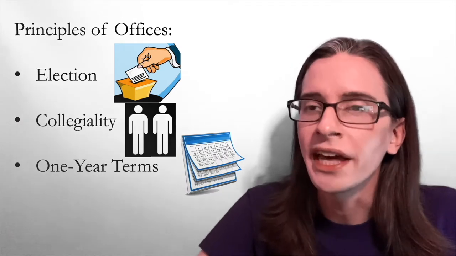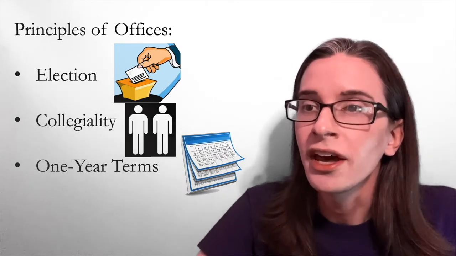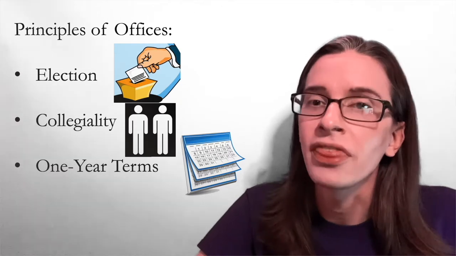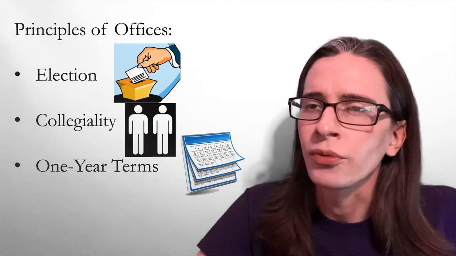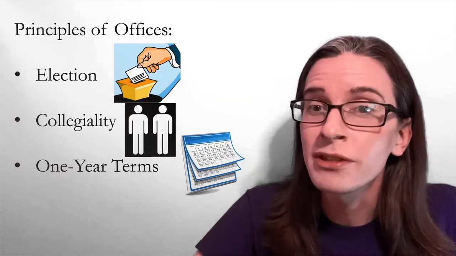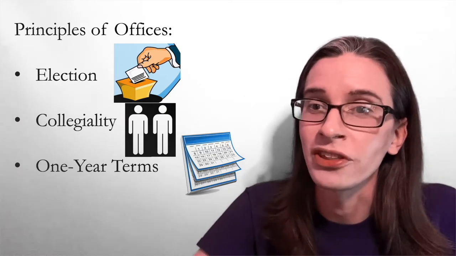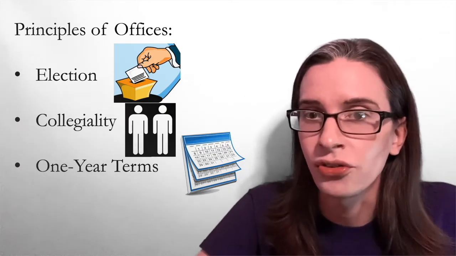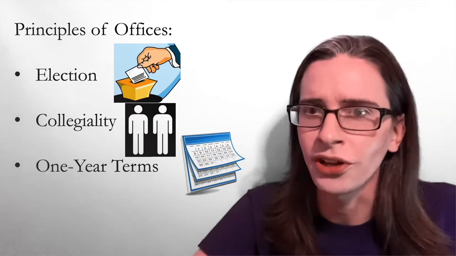One-year terms. Generally, offices begin and end on January 1st. A magistrate serves for 1 year, and then is replaced. There were different rules about re-election during different eras. Sometimes a magistrate simply couldn't be elected for an office in the next year. Sometimes it was 10 years, and sometimes everyone disregarded all such limits.